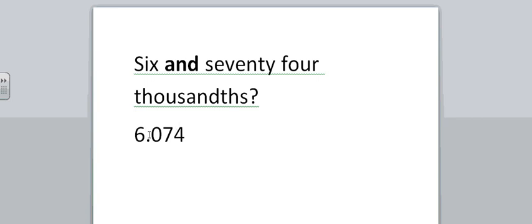Remember, to read a number, I just ignore everything past the decimal, I read my number, and then I say the place that the furthest number hits. So it's 74 thousandths, because my furthest number is in the thousandths place.